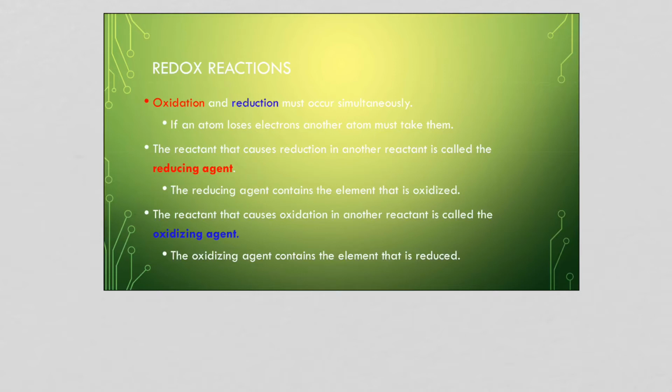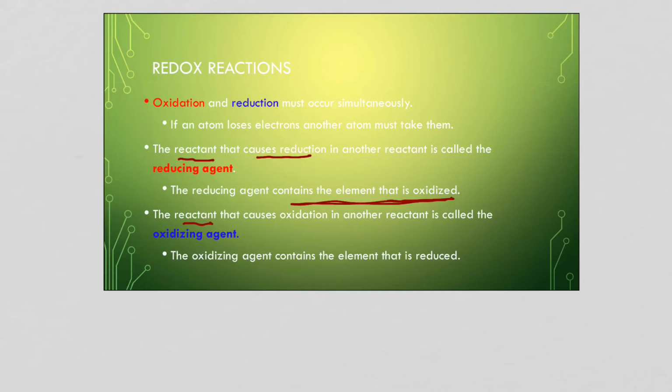So the reactants within a redox reaction, one of them is going to be what's called the reducing agent, and that is the agent that causes reduction. So the reducing agent causes reduction. So that means it itself would contain the element being oxidized. So by being oxidized, the reducing agent causes something else to be reduced. So some element within the reducing agent is what undergoes the oxidation.